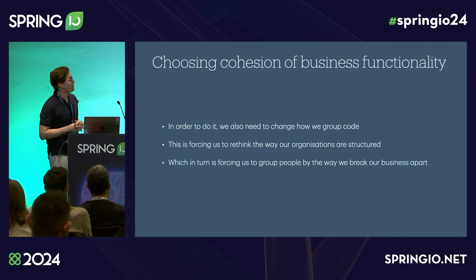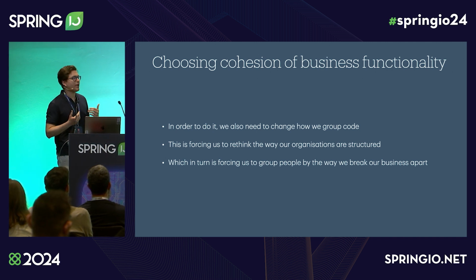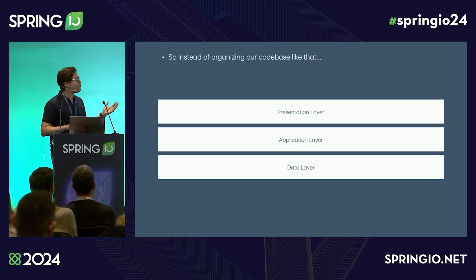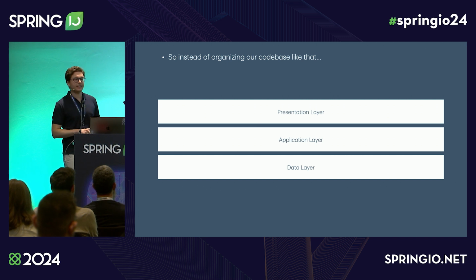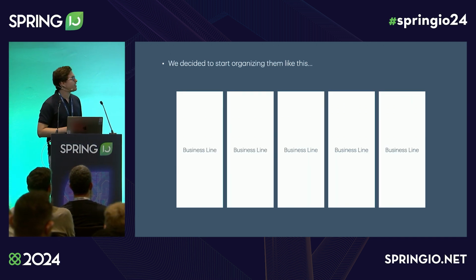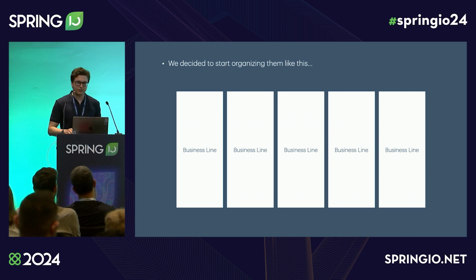to rethink the way our organizations are structured, which in turn is forcing us to group people by the way we break business apart. So if in the past we were breaking our application like that, so a presentation layer, an application layer, and a data layer, nowadays we decided to start breaking our application like this, multiple business lines, one next to the other.